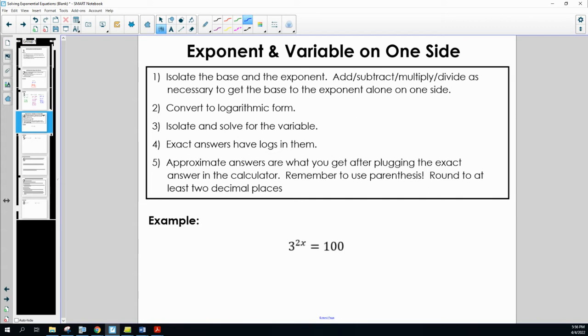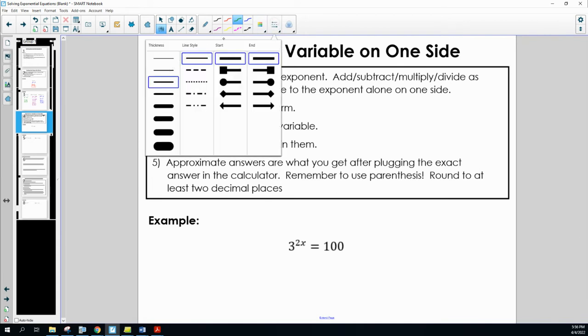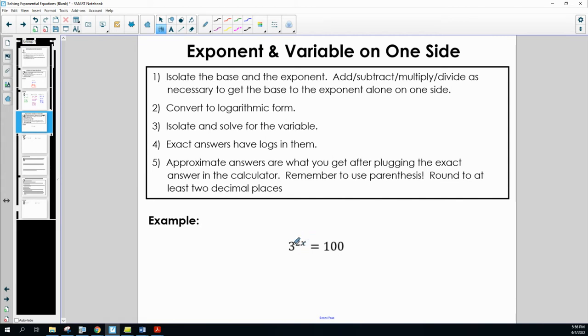So let's look at this example. 3 to the 2x is equal to 100. The first thing I want to check is, is the base to the exponent isolated? I already have 3 to the 2x by itself. There's nothing else over there.